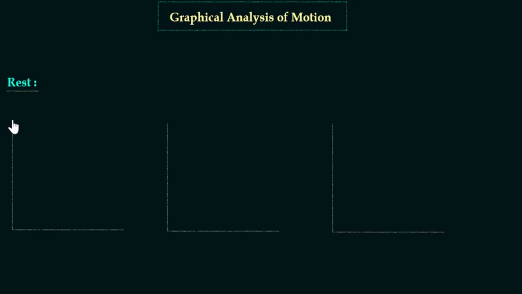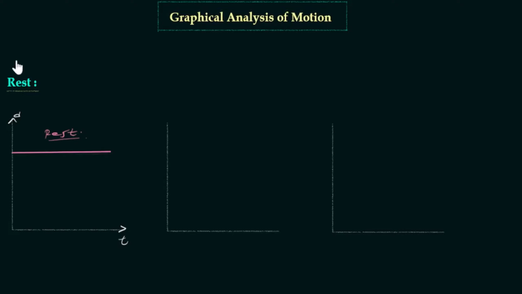Okay, so our first graph is distance versus time, right? Here the object's distance is not changing with time, so this will be particularly at rest.